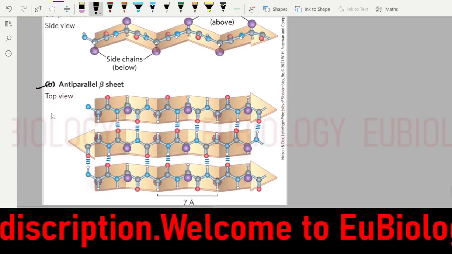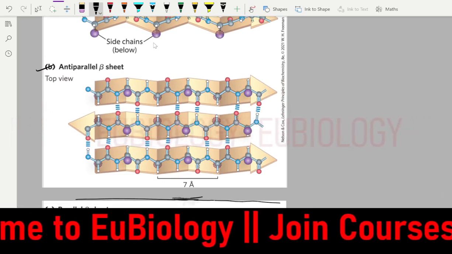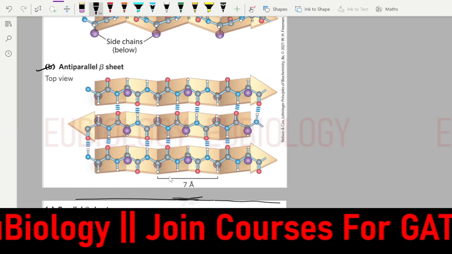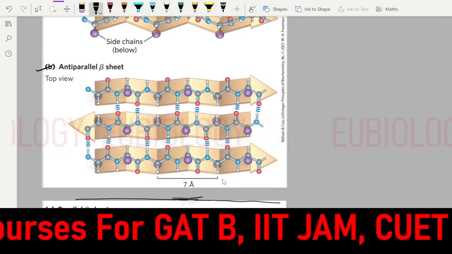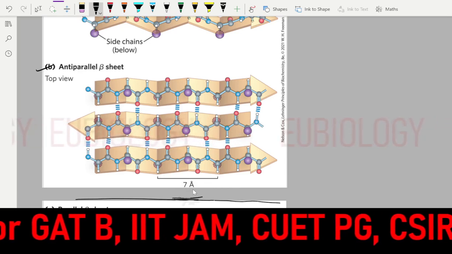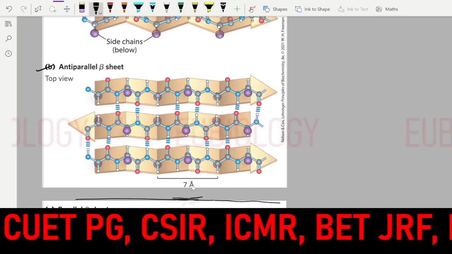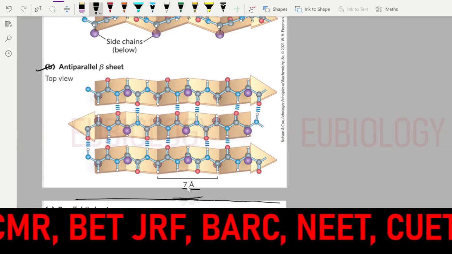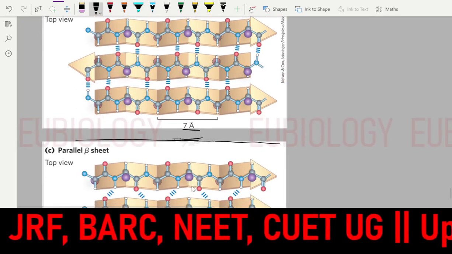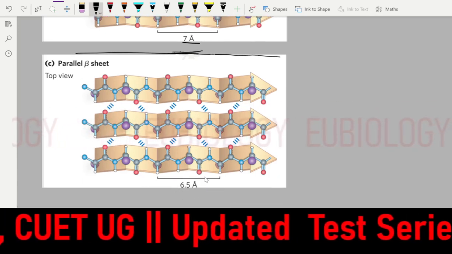Now it can be parallel or anti-parallel. If you see the anti-parallel, their turns will be repeated at 7 angstrom. So the repeat period will be around 7 angstrom in anti-parallel. But in the parallel beta strand, the repeat period is 6.5 angstrom.